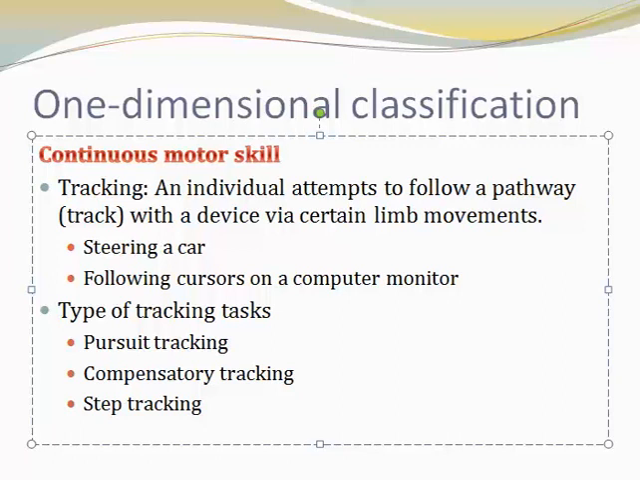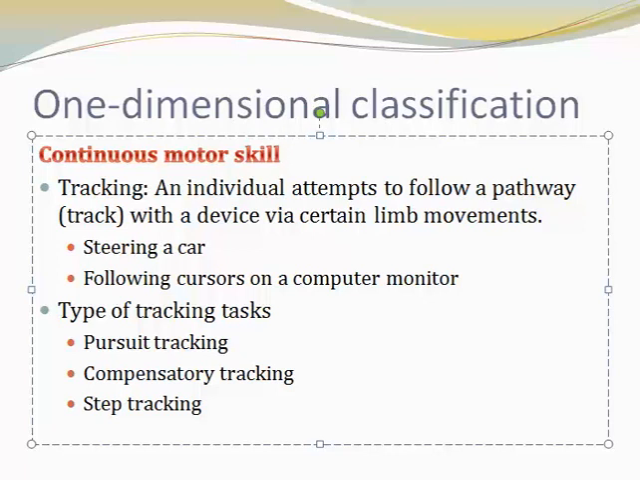An example in motor control research that we'll see multiple times over the course of the quarter is something called tracking, or a tracking task. This is an example of a continuous motor skill. And generally, tracking can be described as where an individual attempts to follow a pathway or a track with a device via certain limb movements. Now, from a practical perspective, you're probably doing this every day when you're driving a car, where the road would be the track and the device to stay on the track is the car or the steering wheel. So, in research regarding motor control and motor behavior, generally this is following a cursor on a computer monitor.